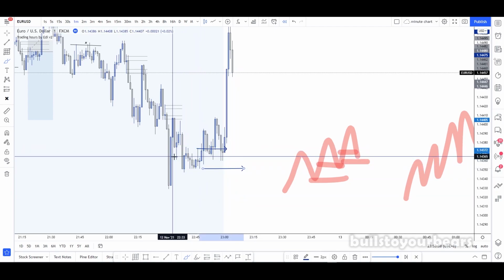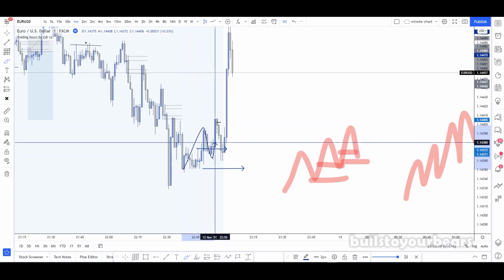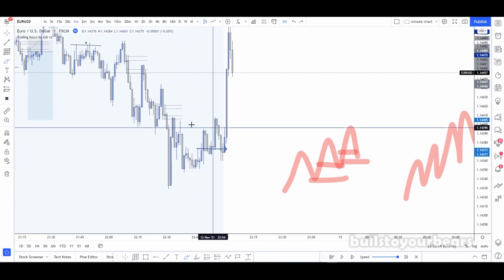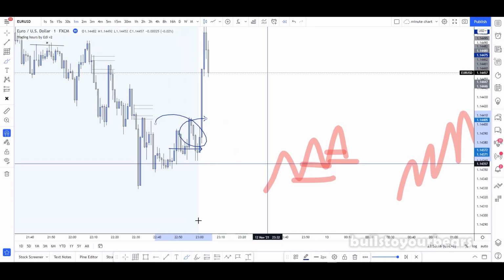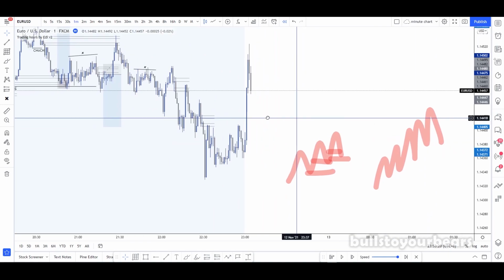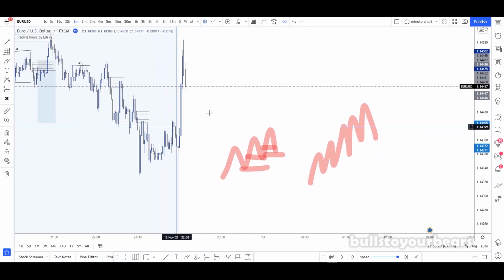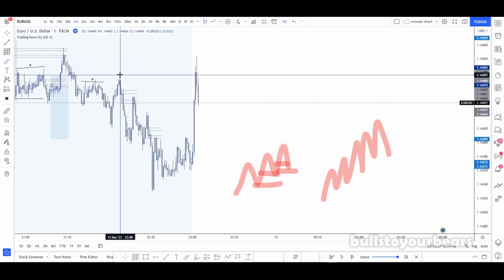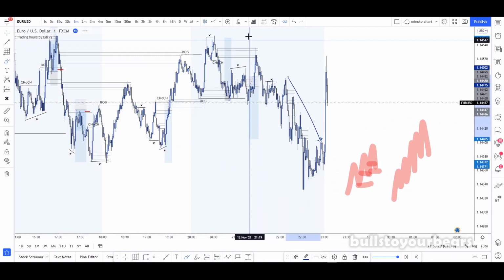So we can see minor mitigation. We see price came back down, mitigation, and then the full release. These are the minor structure. If I have time, I'll show you the major mitigation before the full release, but here are the minor mitigation before the full release, and then taking out all of this liquidity.